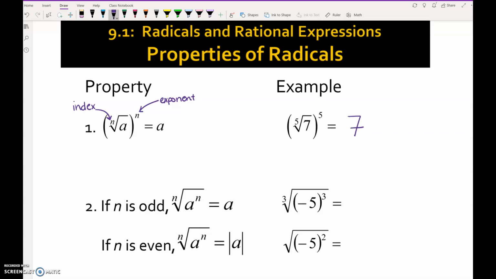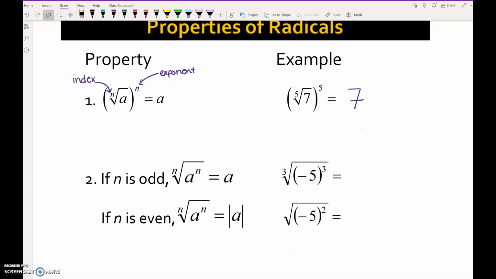Now, when we have odd or even indices, it does change things a little bit because we can do the cube root of negative numbers. And if you take a negative number and raise it to an odd exponent, it is still going to be negative. So negative 5 to the third is negative 125, and the cube root of negative 125 is negative 5. So if that index is odd, they are going to cancel each other out, and you will have whatever number it is under there, whether it be positive or negative.